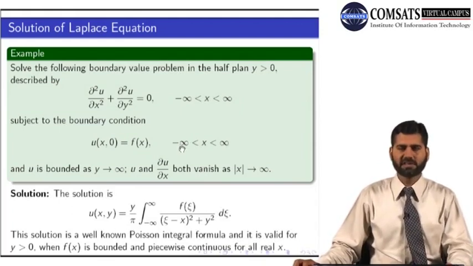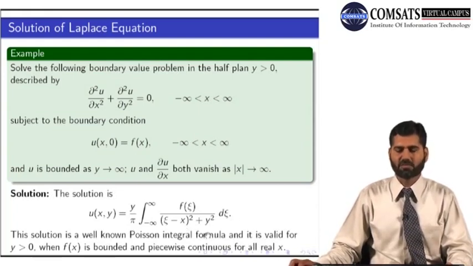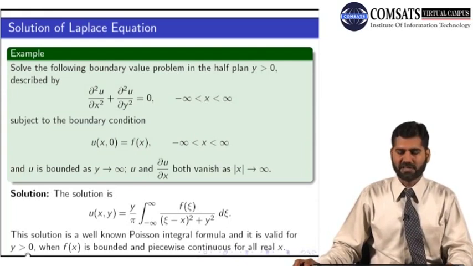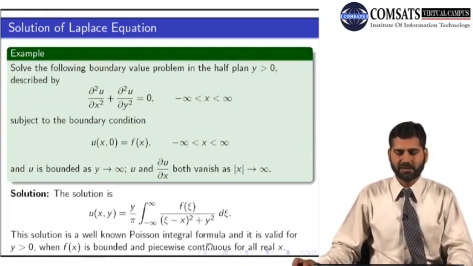Alright, so the solution of this equation is given by u(x,y) = (y/π) ∫ from minus infinity to infinity f(ξ) / ((ξ − x)² + y²) dξ. This solution is the well-known Poisson integral formula, and it is valid for y positive and when f(x) is bounded and piecewise continuous for all x. So let's see how we got this integral.